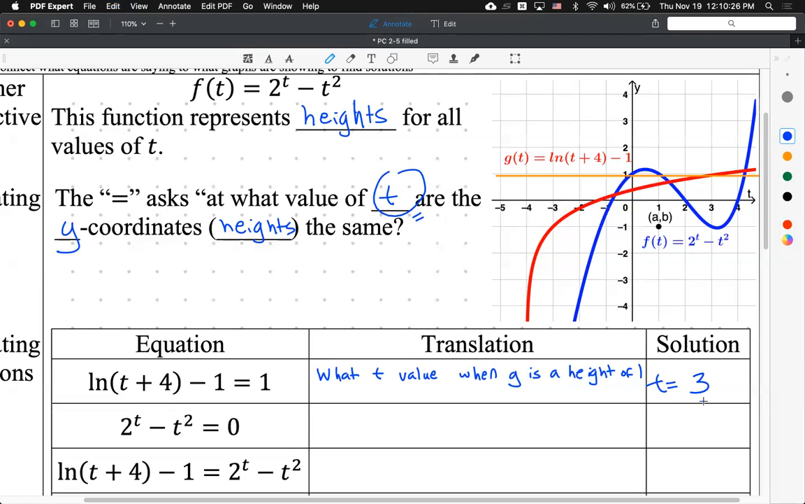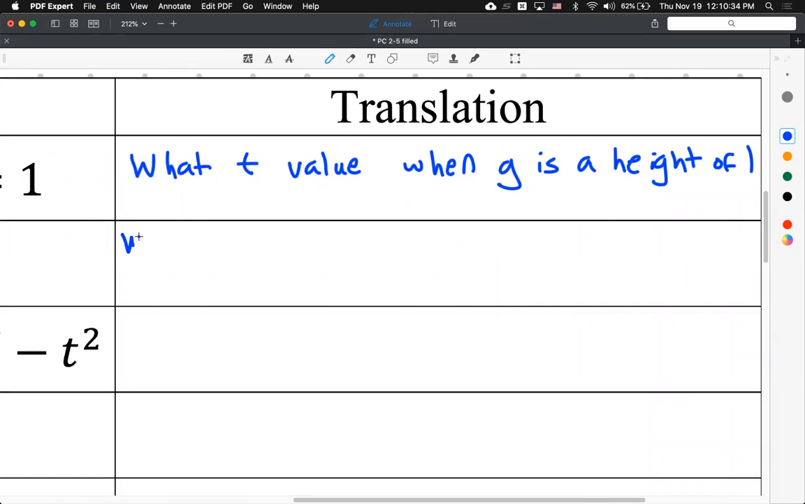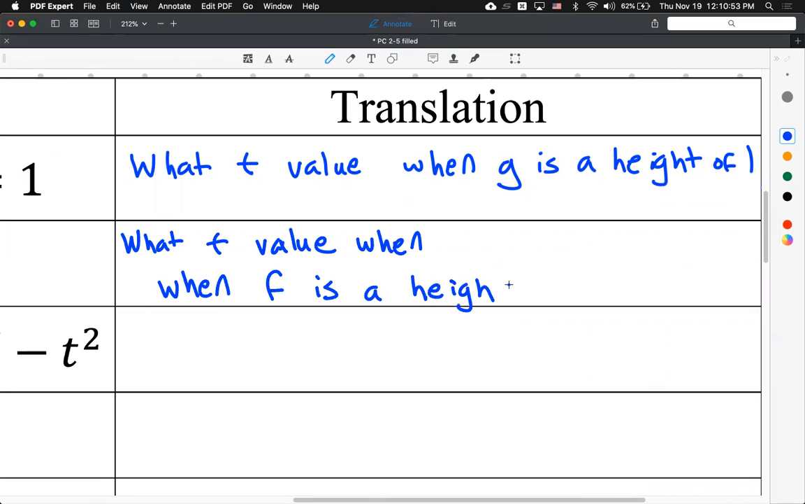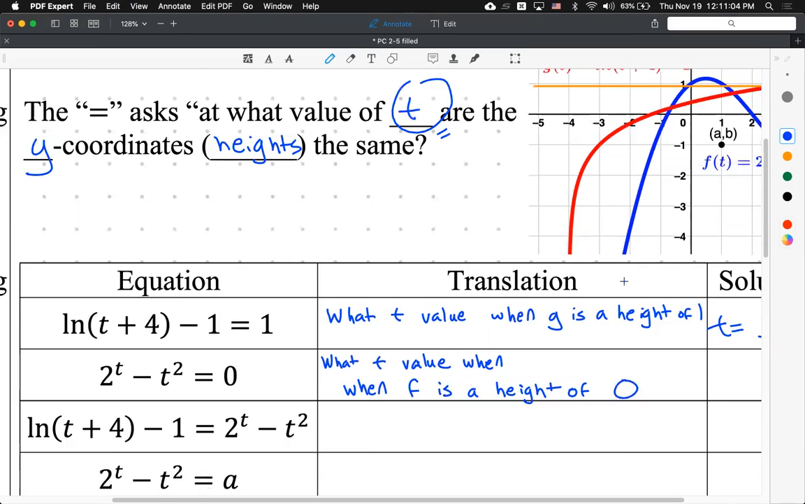Ellery? There it is. Let's write it down. So it's what t value when, and then I guess the key part that's different now is when f instead of g is a height of 0. At what t value when f has a height of 0?